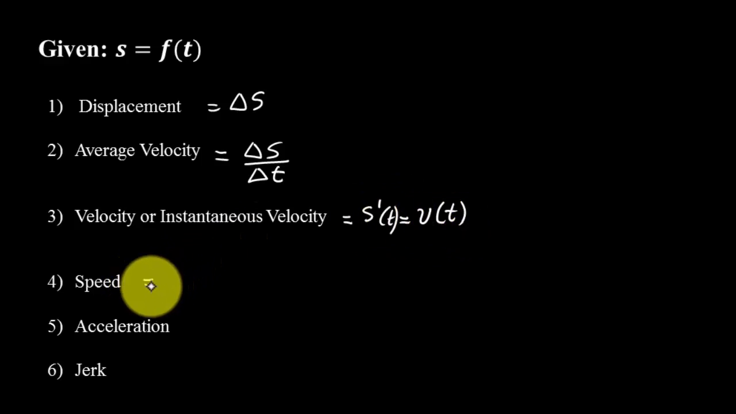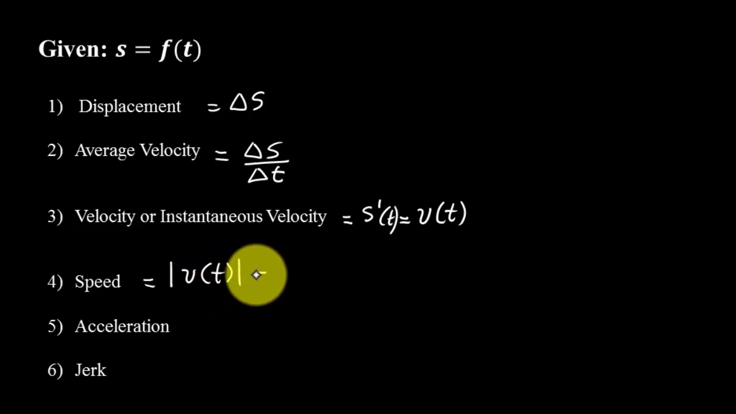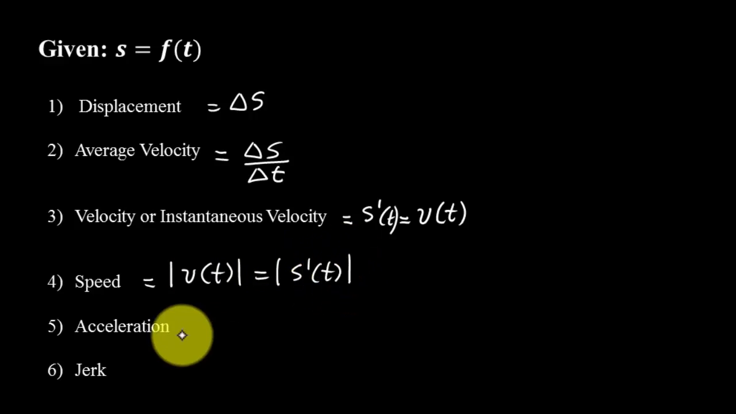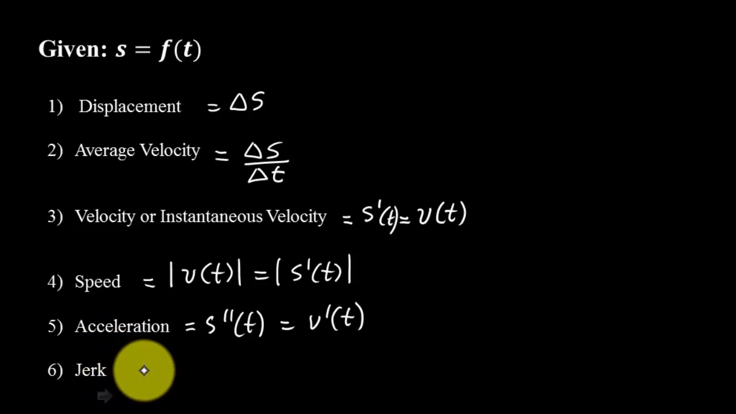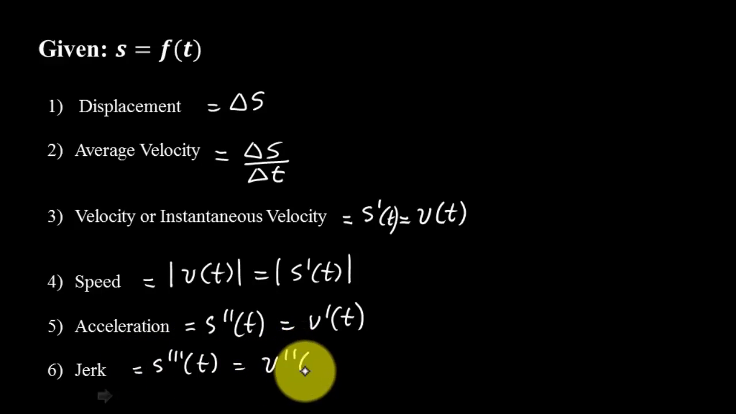And what is the speed? It's just the absolute value of v of t, which is the same as the absolute value of the first derivative. Acceleration is the second derivative of s, which is the same as the first derivative of the velocity function. And then jerk is just the first derivative of the acceleration, so that's equal to the third derivative of s, or the second derivative of the velocity.